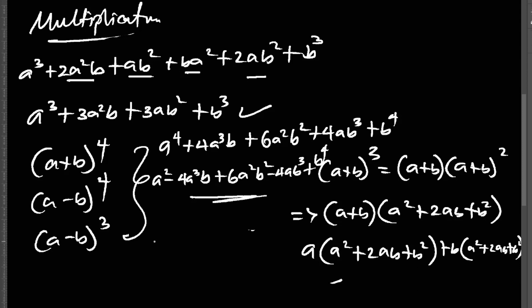And if you do this last one very well, your result should be a cube minus 3a square b plus 3ab square minus b cube. So guys, if you expand it very well, this should be your result. So I'm going to be stopping here now for multiplication. Then we can go to division. So let's clean this up.